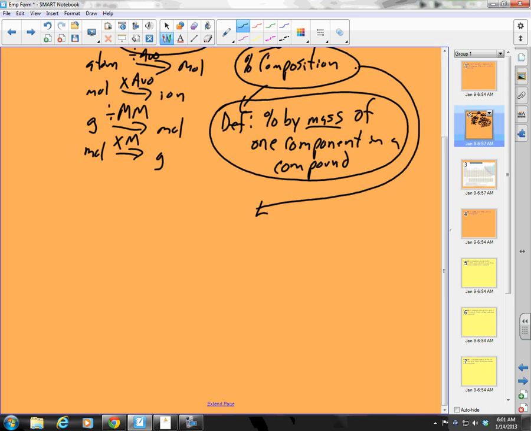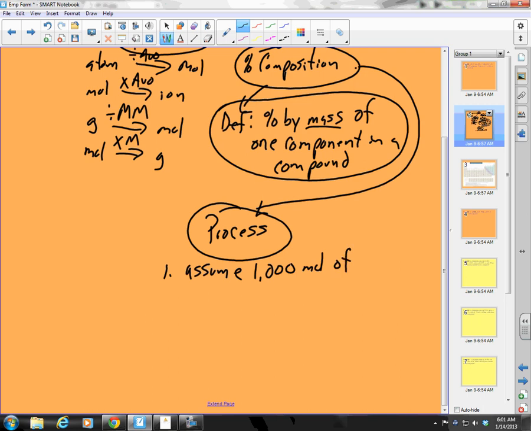But let's go ahead and take a process. What's the process by which we are going to do these percent composition questions? Now, you can use any other method. This is the way I like. Number one, I'm going to assume I have 1 mole of compound. Once I make that assumption, number two, I use my formula to determine moles of each component in the compound.